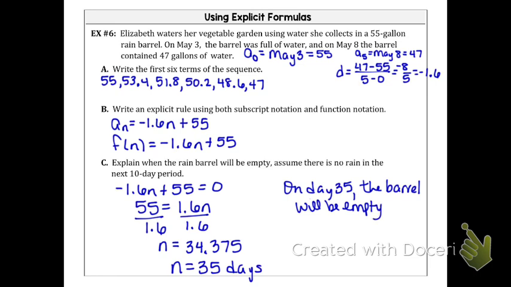Now, if you wanted to, you could figure it out. From May the 3rd to May 31, that's going to be 29 days because you have to include May the 3rd. And then you've got to add 6 more days to get to the 35. So it comes out that it's actually on June 7th.